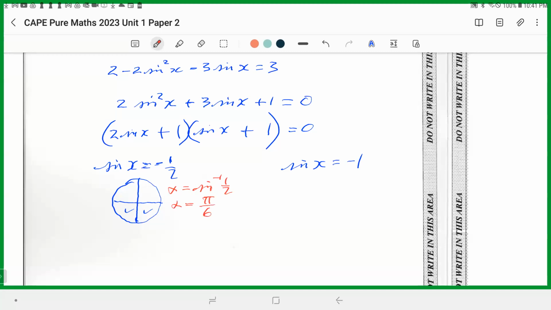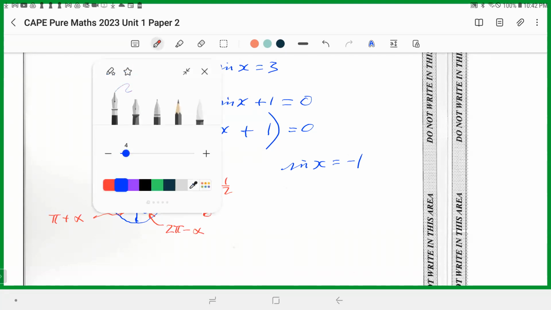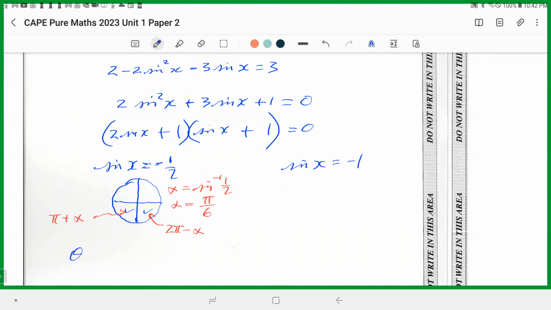We'll get one equivalent of pi over 6 in this quadrant and this quadrant. What are you going to know? This quadrant is my pi plus alpha quadrant, and this quadrant is the 2 pi minus alpha quadrant. So I can write my values over here. So my theta over here, not theta, I keep writing theta, it is x. So my x in this quadrant becomes pi plus pi by 6. The alpha is pi by 6, remember. And this quadrant is 2 pi minus pi by 6.